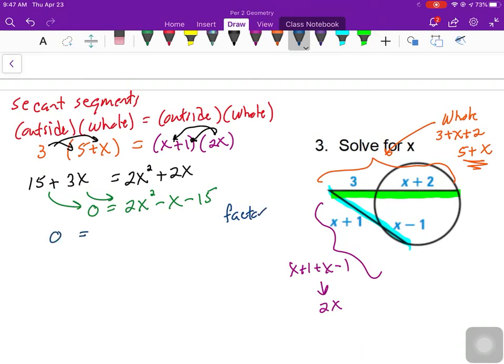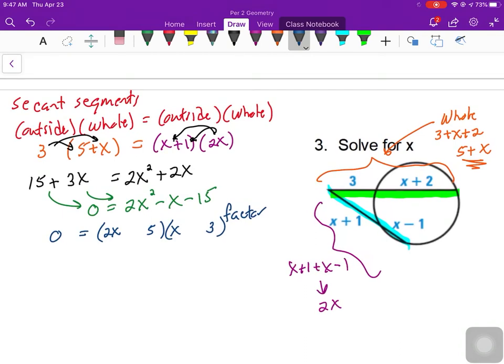When we factor this, to get 2x squared, I have to use 2x and x. And then to get 15, and I have to subtract to get 1, I'm going to need to use a 5 here and a 3 there. On the outside, I'd have 6x, and the inside, I'd get 5x. That does subtract to give me 1x. I want a negative 1x, so I put a negative here and a positive there.